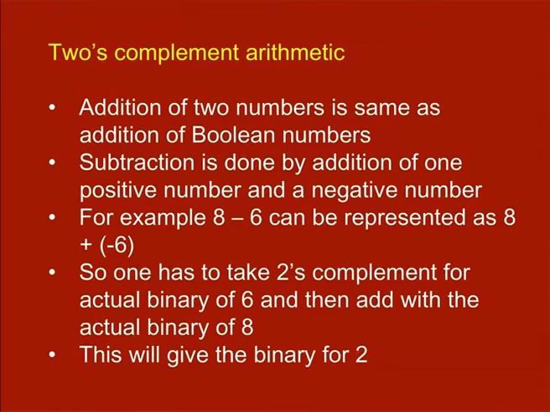For example, if you want to do 8 minus 6 calculation, then it can be represented as 8 plus minus 6. So, one has to take the 2's complement of the actual binary of 6 and then add it with the actual binary of 8, and this will give the binary number for 2.